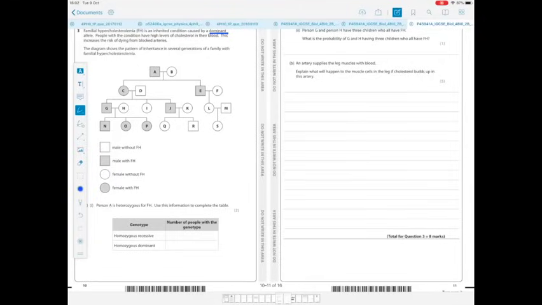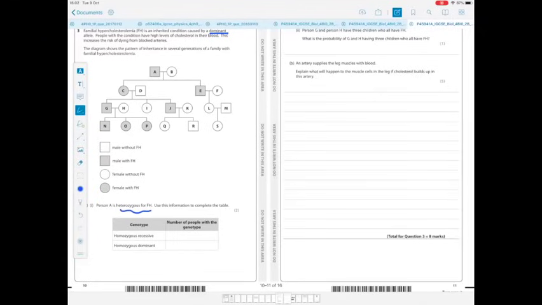So do notice with the pedigree diagram that the squares are always the men in the family. You'll know this from the key. The circles always represent females. And in this case from the key, we can see that the grey shaded boxes are sufferers of FH, whilst the white boxes or circles are non-sufferers. So person A is heterozygous for FH. Use this information to complete the table.